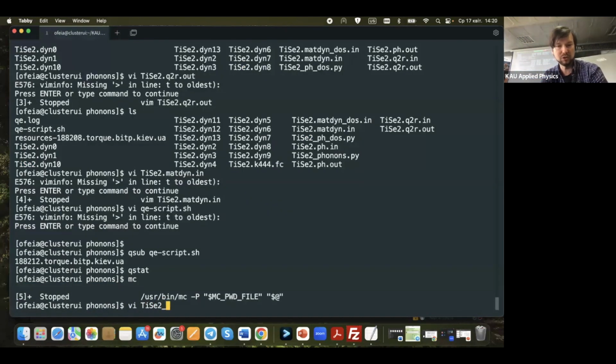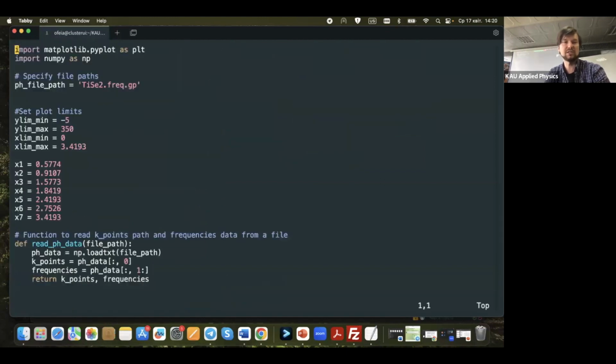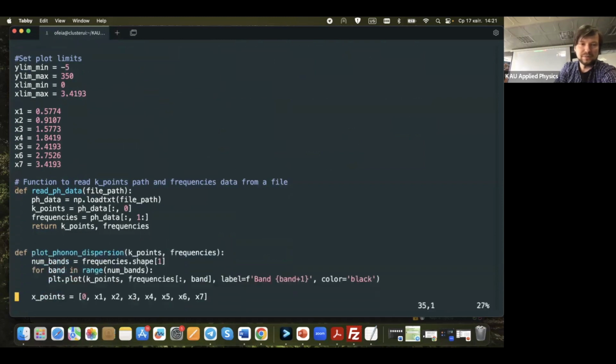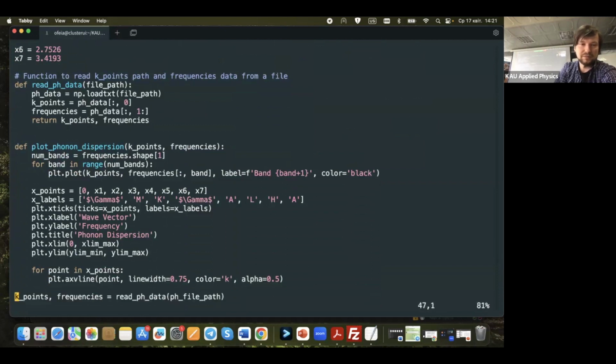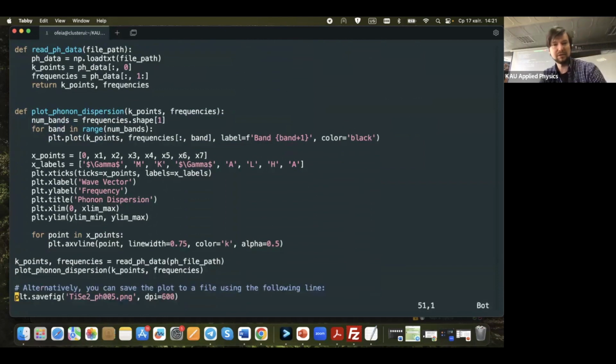Titanium selenide 2 phonons. It's a script to build this phonon dispersion. It's like the same script we used last time, but the difference is the number of k points. I just added these k points and labeled them, the X labels. But we can start it. And the name, titanium selenide 2, ph.005. 005, I mean the degauss value.